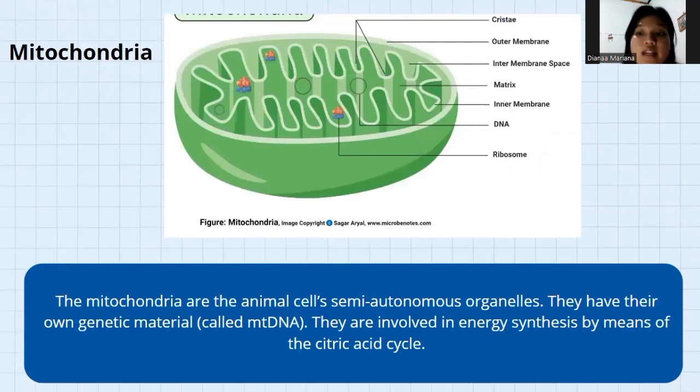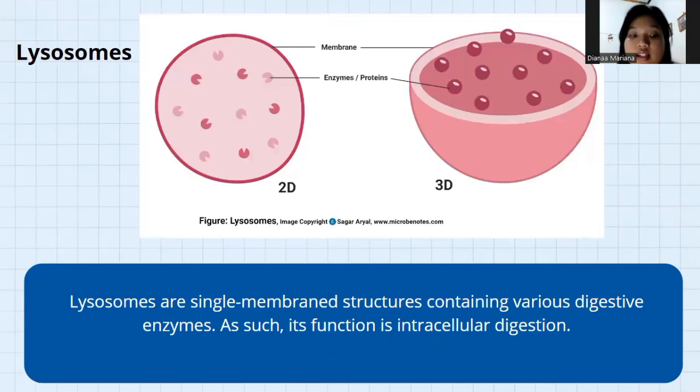Mitochondria. The mitochondria are the animal cell's semi-autonomous organelles. They have their own genetic material called mtDNA. They are involved in energy synthesis by means of the citric acid cycle. Lysosomes. Lysosomes are single-membrane structures containing various digestive enzymes. As such, their function is intracellular digestion.